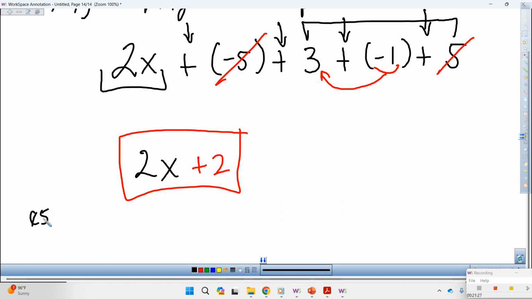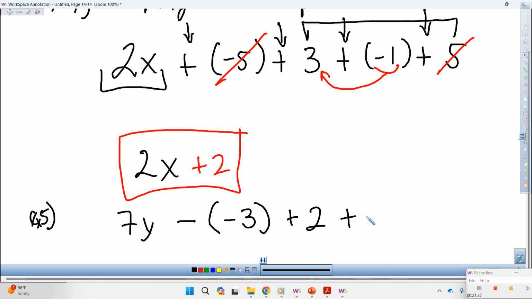Example 5. 7y minus -3 plus 2 plus -3 plus 4. Do that one by yourself, and then I'm going to send you a screen so you can send me your work. Go.